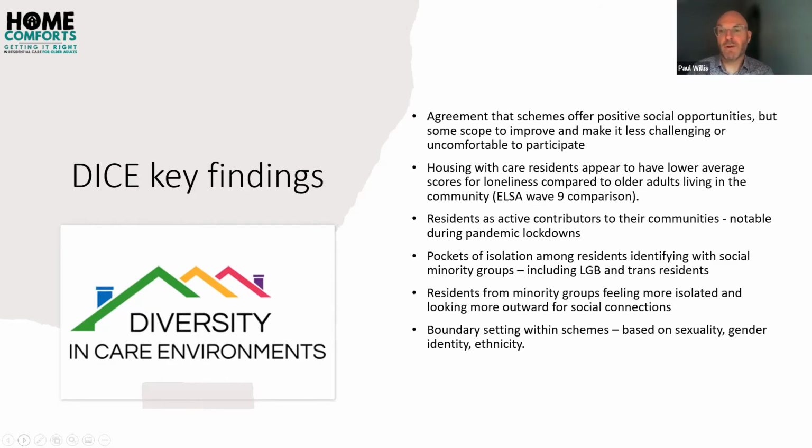But when we came to our interviews with residents, we found that there were pockets of isolation for those people who belong to minoritized groups. And this included people identifying as LGBT and T. So residents from minoritized groups, including disabled residents, LGBT residents, and residents identifying with ethnic minority groups, often felt more isolated in their current schemes and looked more outward for social connections.